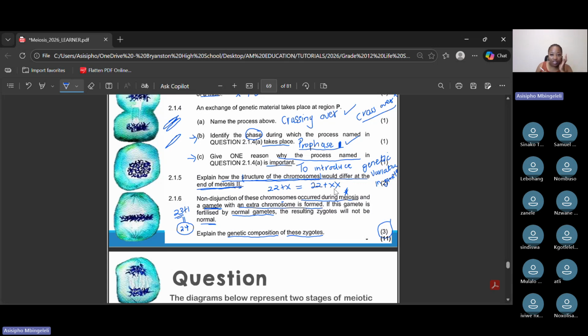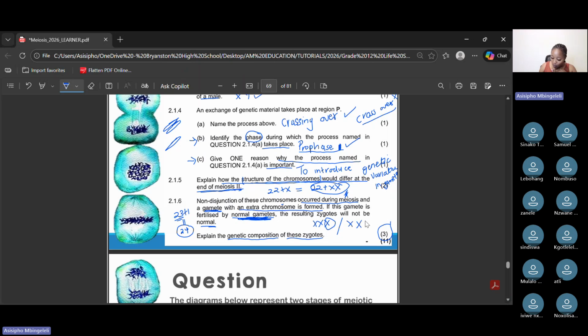But now, if it were to be fertilized by a normal sperm cell, and remember, this is from a female, meaning it's 22 plus XX, and a sperm cell is bringing the Y chromosome or the X chromosome. So this will be XXX, with the new X that has been brought in, or we can have the resulting zygote having XXY. What is happening here?